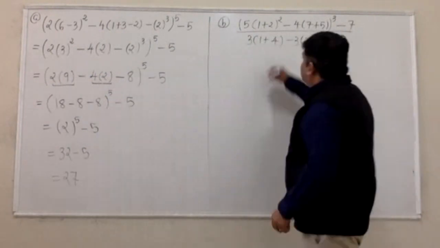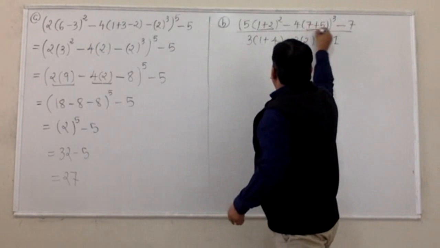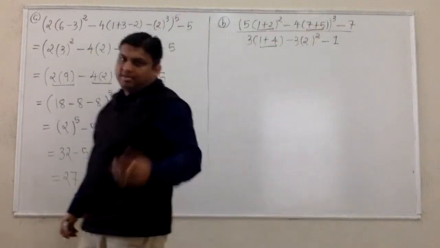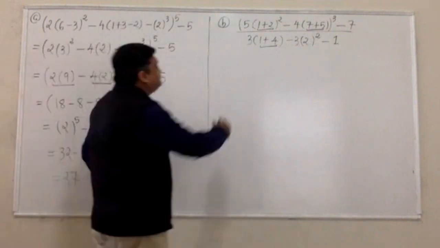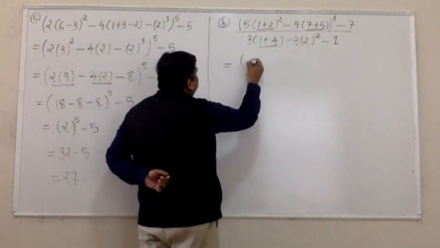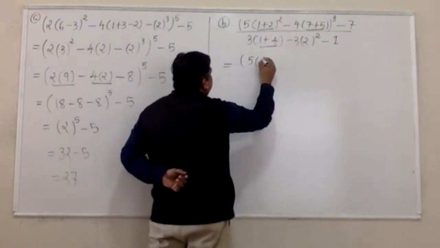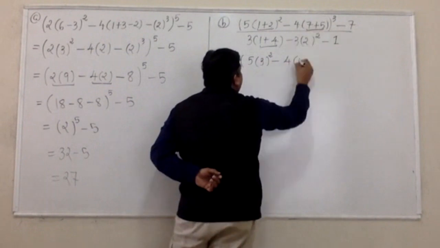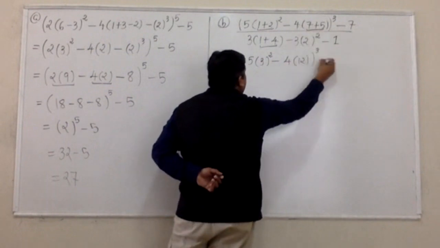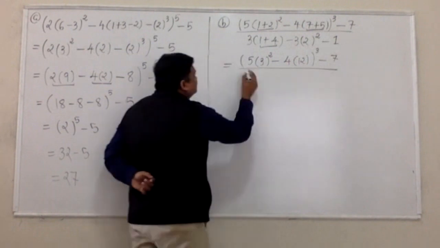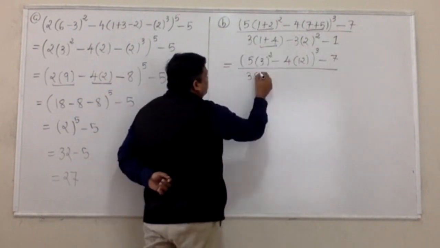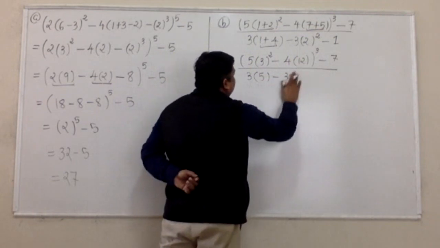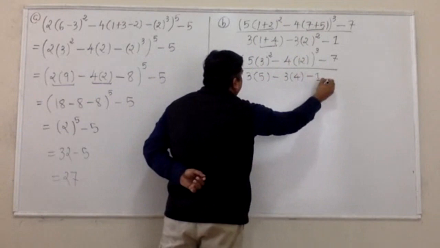The most inner parenthesis has addition here, addition here, addition here. I'm going to use that operation first. So 5 times 1 plus 2 is 3 to the power 2. 4 times 7 plus 5 is 12. The whole thing cube minus 7. 3 times 1 plus 4 is 5. 2 square is 4 minus 1.